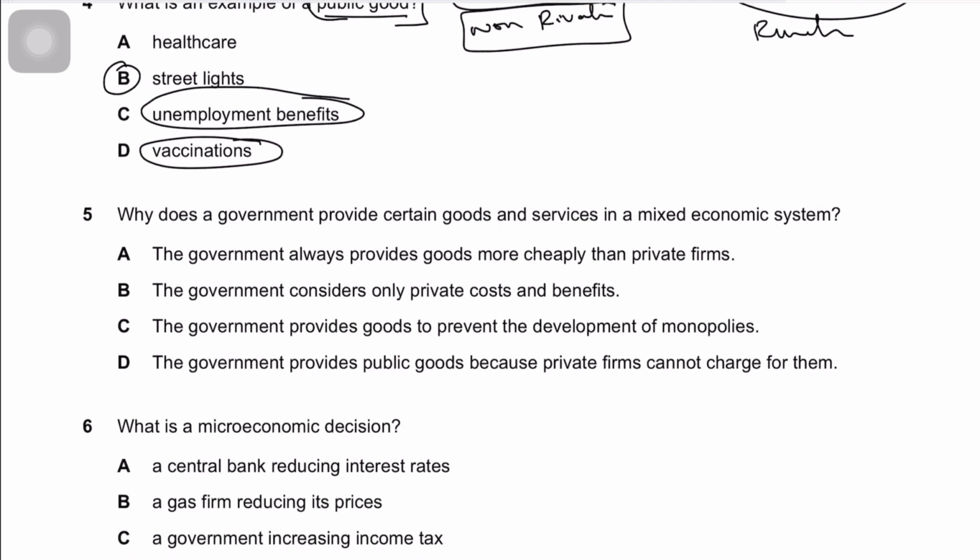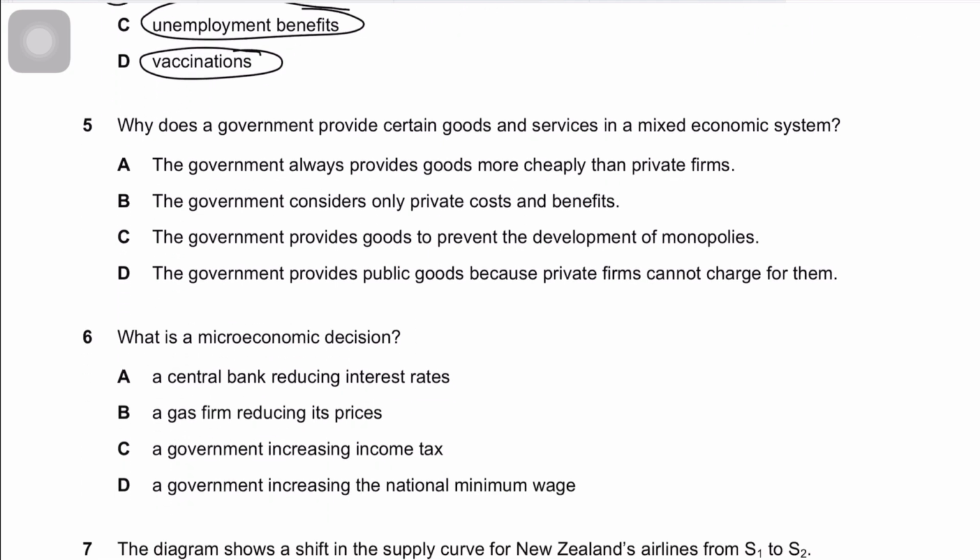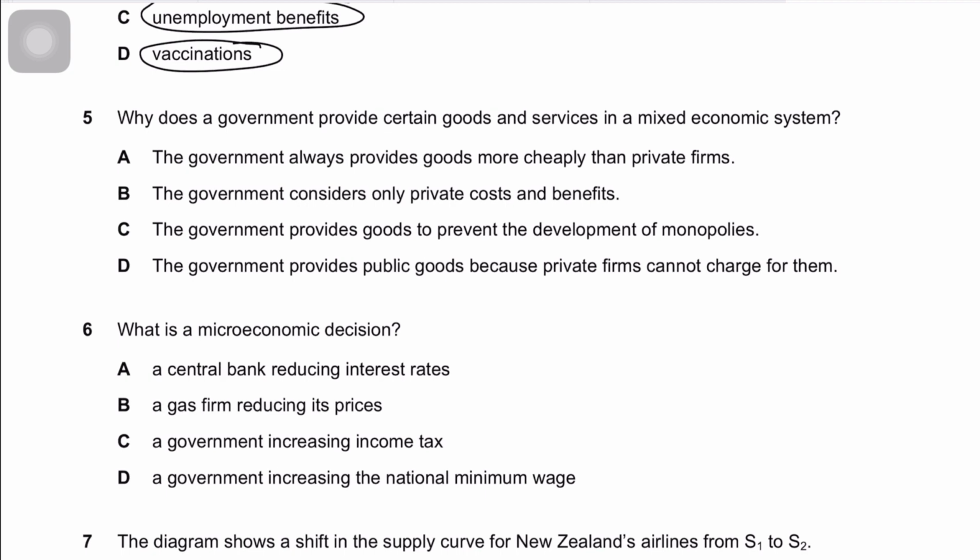Question number 5 says, why does a government provide certain goods and services in a mixed economic system? We all know what a mixed economic system is, where private and public sector both allocate their resources. The private sector allocates resources based on demand and supply, while the public sector allocates resources based on what it thinks should be produced rather than what the consumer wants them to produce. Okay, so as far as question 5 is concerned, the answer should be no.